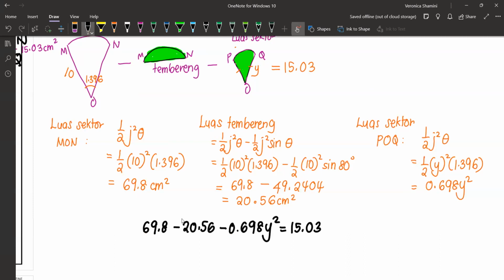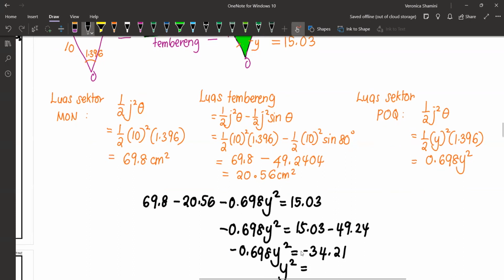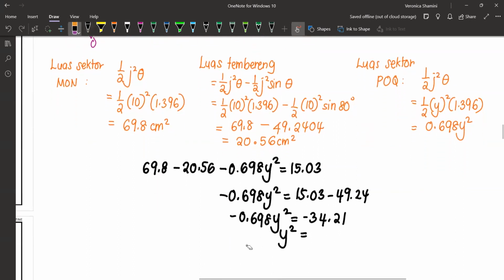Okay, the numbers teacher minus first. This one teacher bawa ke belakang. Lepas dah tolak tu, teacher bawa nombor dia ke belakang. So, it becomes 15.03 tolak 49.24. 1503 tolak 4924. Okay, we get negative 34.21. Lepas tu yang 0.698 tu bawa ke sebelah. Okay, so it's bahagi. Okay, so I'm getting 49.01. Y tu pindah, kuasa 2 pindah.